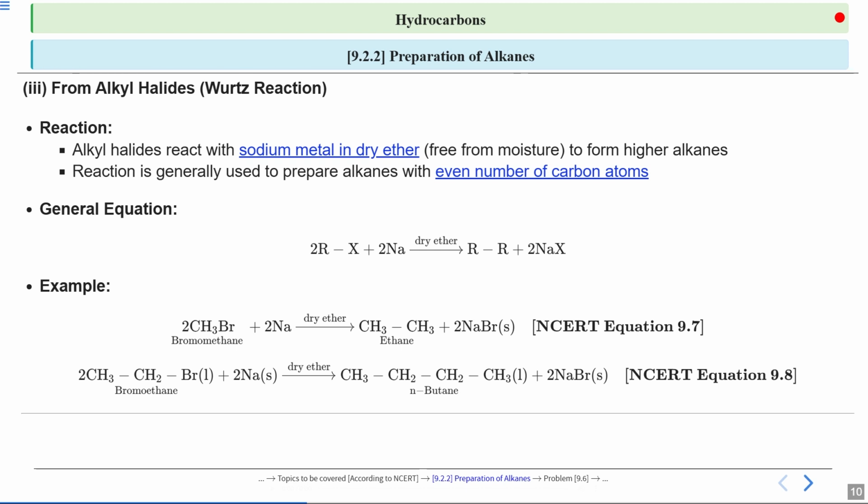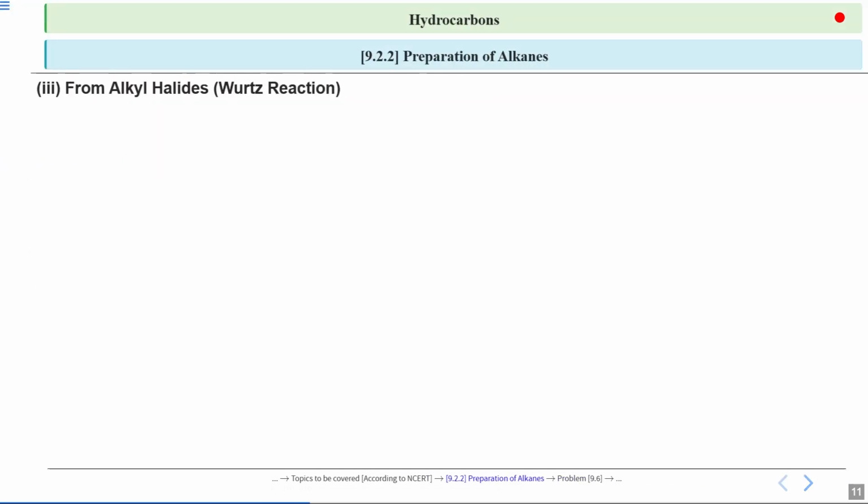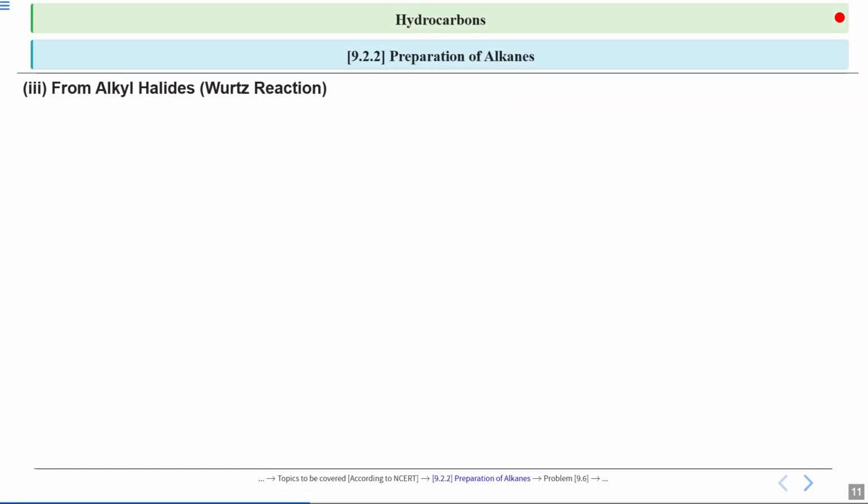Remember, I have told you this dry ether is there to prevent sodium from reacting with the environment, because sodium is a very reactive metal. It even reacts with the environmental oxygen and starts burning. So this is a very exothermic reaction. To prevent that, we are doing our reaction in a non-polar solvent such as dry ether. Now let's learn more about this Wurtz reaction.